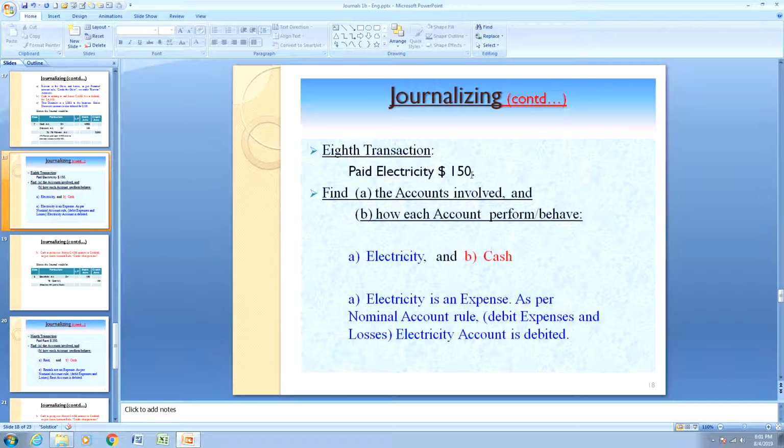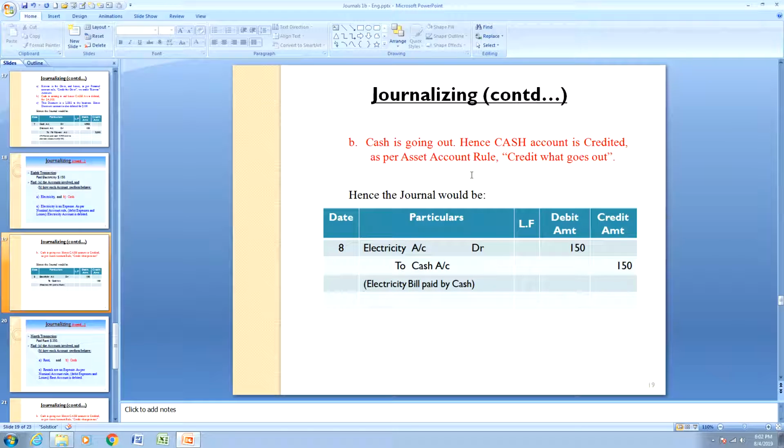Eighth transaction, paid electricity $150. The accounts are electricity and cash. Electricity is an expense. As per nominal account rule, debit expenses and losses, electricity account is debited. Cash is going out, hence cash account is credited. As per asset account rule, credit what goes out. Hence the journal would be electricity account debtor $150 to cash account $150.